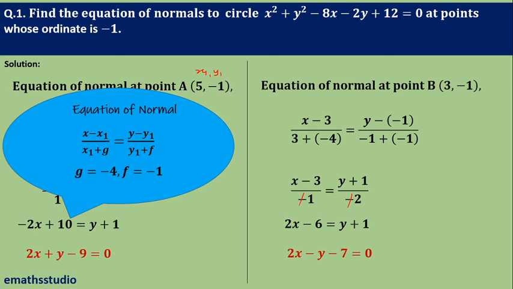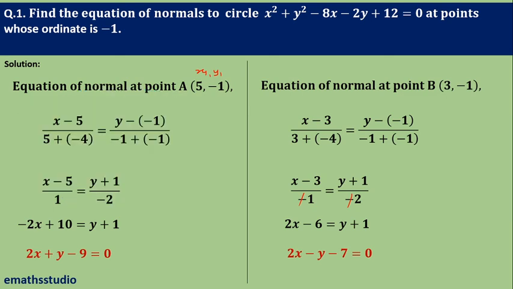So we are done with both these equations. The first one was at point (5, -1) and the second one was at point (3, -1). If you remember this formula, then it is very easy to get the equation of the normal. It is just a formula substitution. I hope all of you understood this.